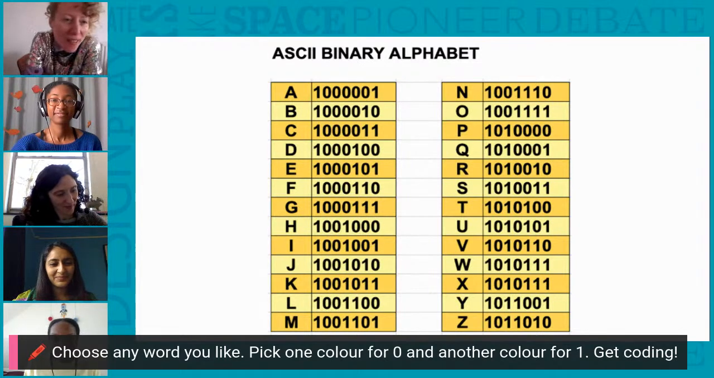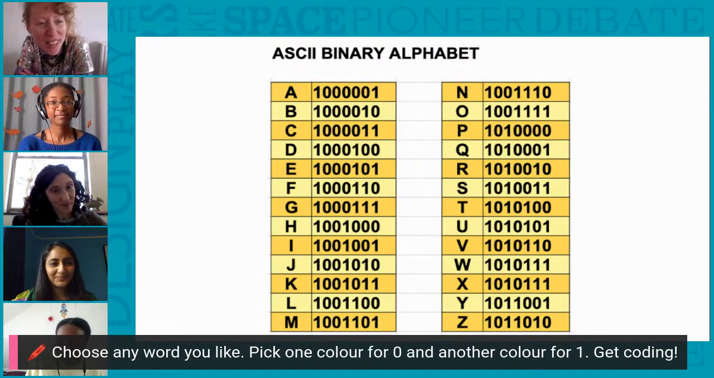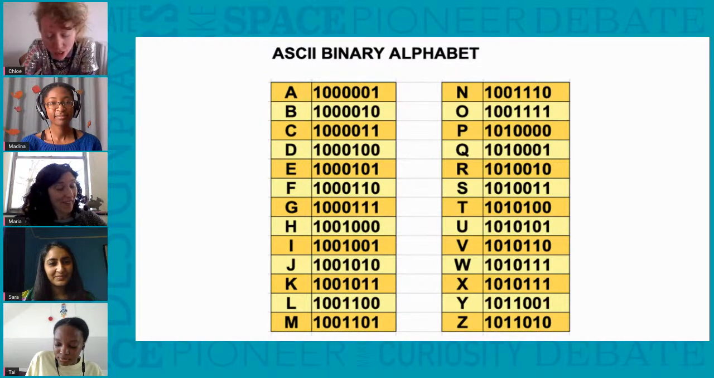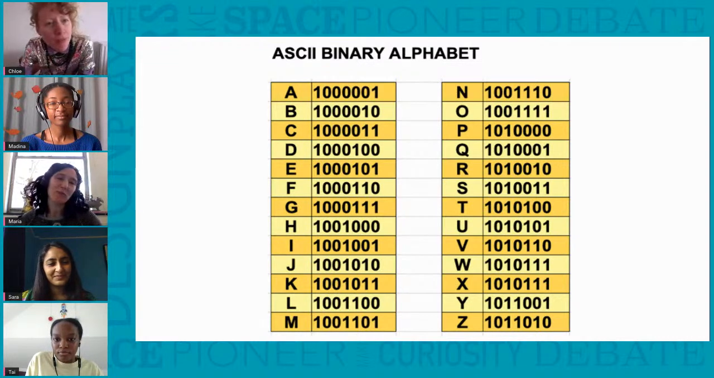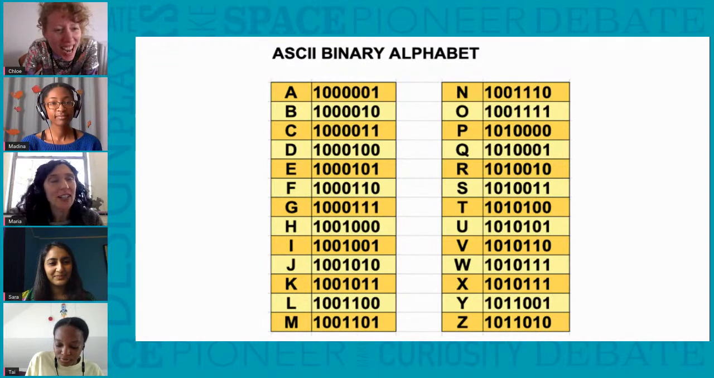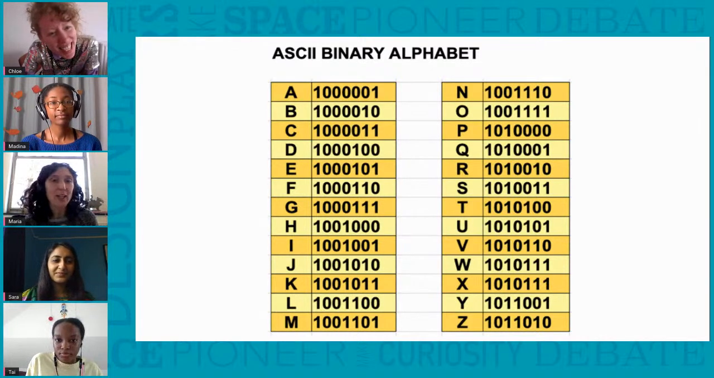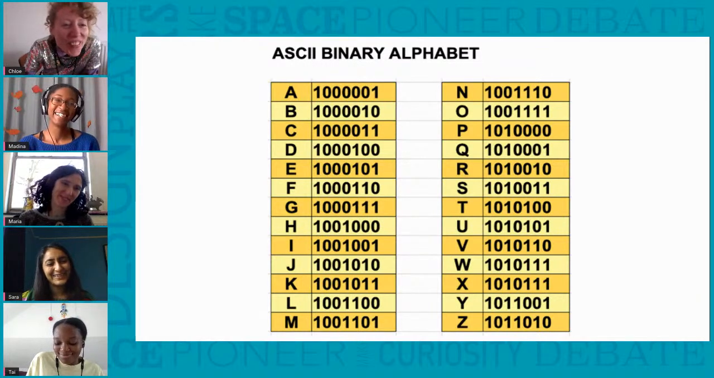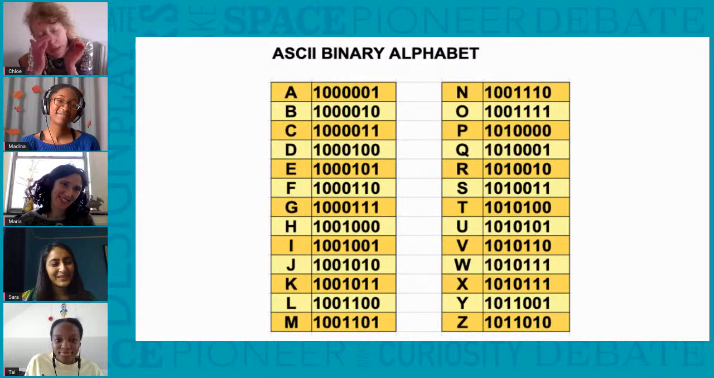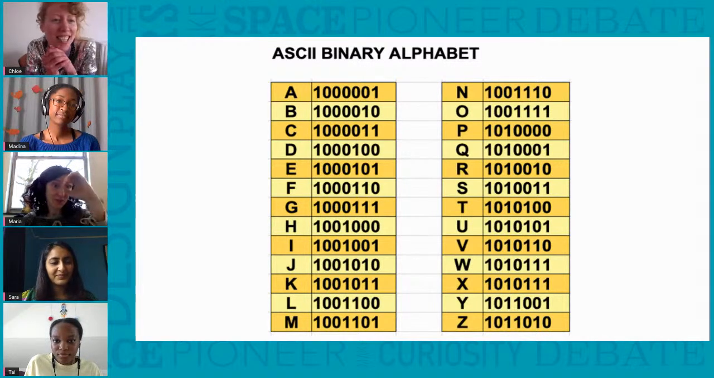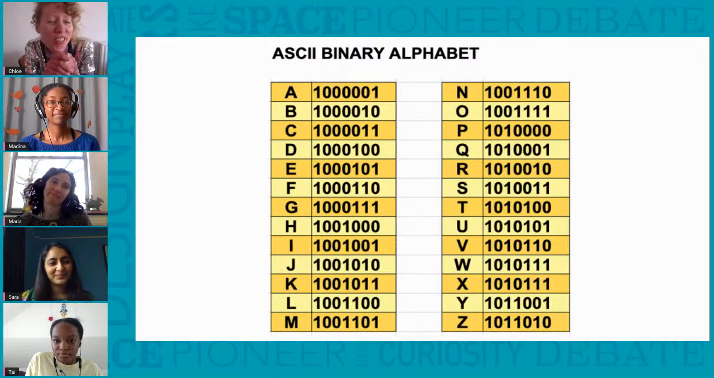Whilst you do that, I'm going to ask other people. Maria, can we come to you? And would you mind sharing what your word is that you've chosen? Yeah, my word is Anne, A-N-N-E, because it's the name of my little daughter. Oh, that's cool. Wow, and which colours did you choose to be your 1 and 0? I choose yellow for 1 and green for 0. Oh, I like that. Those colours all look really good together.